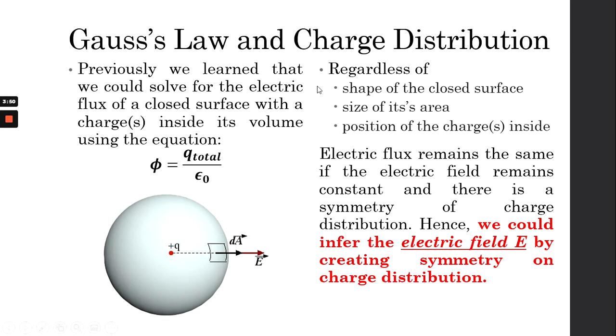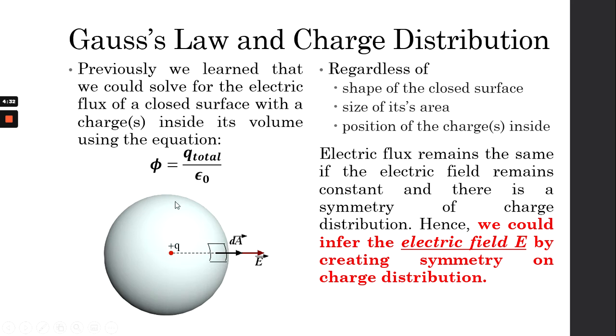So again, regardless of the shape of your enclosed surface, it could be a sphere, cube, rectangle, triangle, whatever, the size of the area of that surface, and the position of the charges, electric flux remains the same, as long as there is no hole. Also, the electric field remains the same, and there is something we call symmetry of charge distribution that we will discuss later. So the electric flux remains the same because there's no hole, the electric field remains the same, and there is a symmetry of charge distribution.